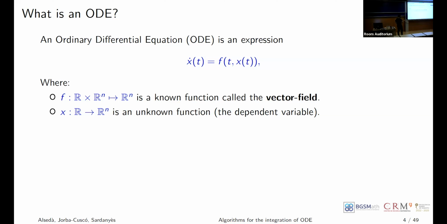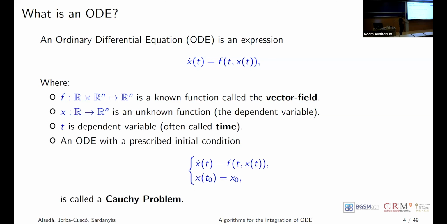I mean, if you have x dot equal to 0, all the constant functions are solutions of this differential equation. So in principle, we need to fix one variable. We need to fix an initial condition, which is this x(t0) equal to x naught here. So when I have a pair of ODE plus initial condition, this is called a Cauchy problem.